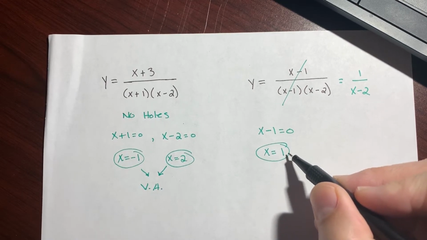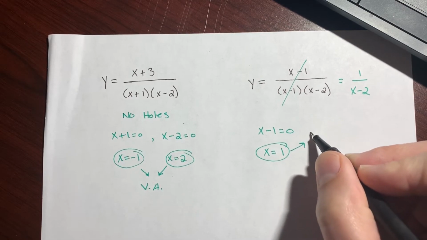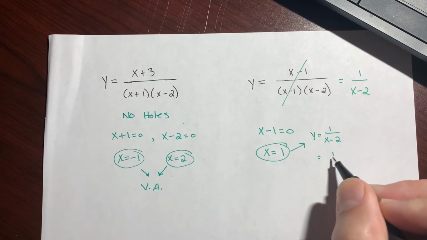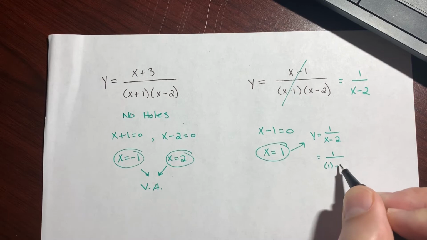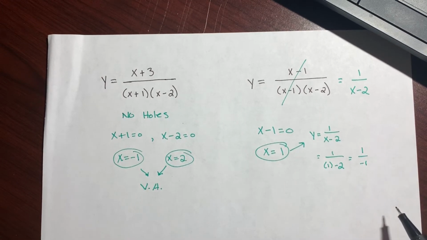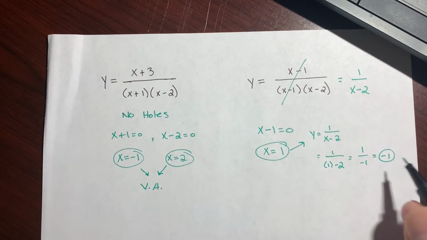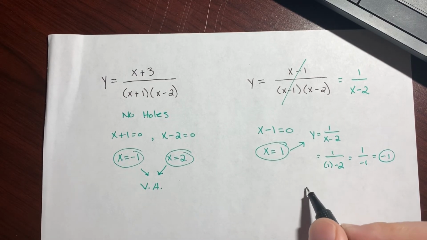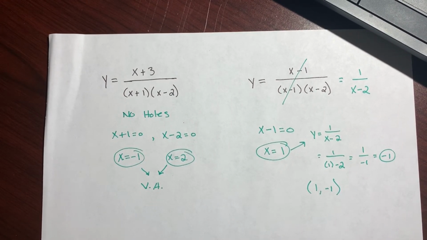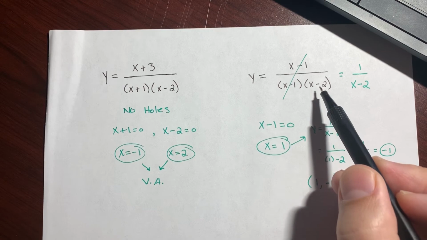All right. I want to plug that into the simplified expression. That's going to give us our y value, which would be 1 over, and x is 1. And then 1 minus 2 is -1. And then 1 divided by -1 is -1. And so that's the y value, meaning that the coordinates of your hole are +1 and -1.